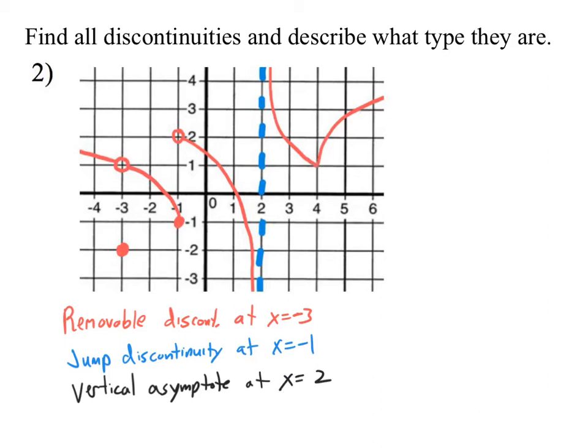I don't see any others. Something may be jagged, but it's not discontinuous. So those are the only places that I have discontinuities, and those are the 3 types. Graphing ones are really easy to see.